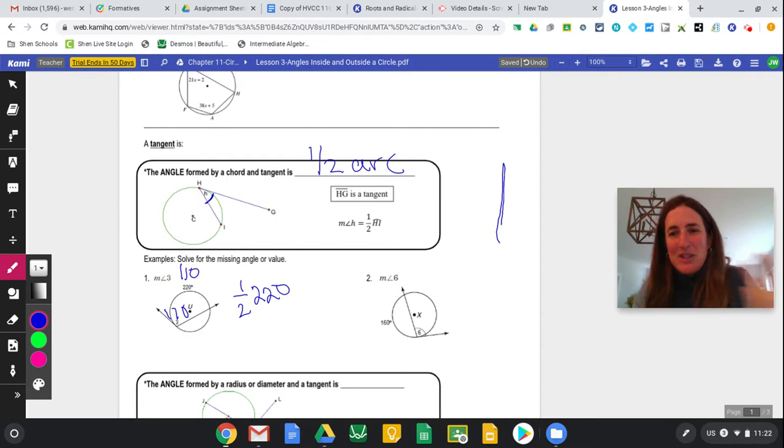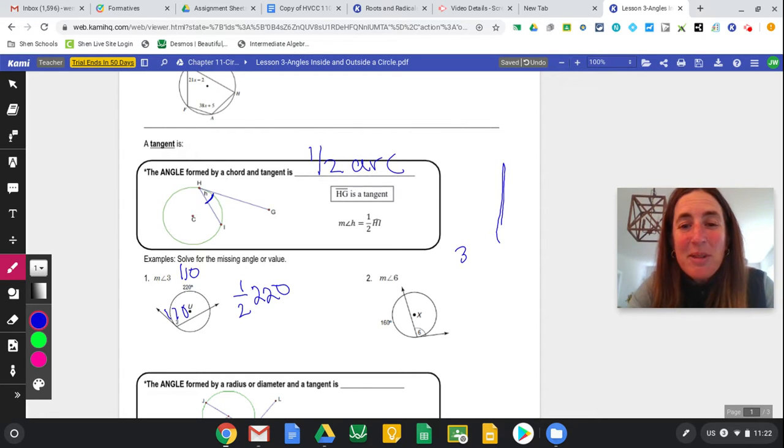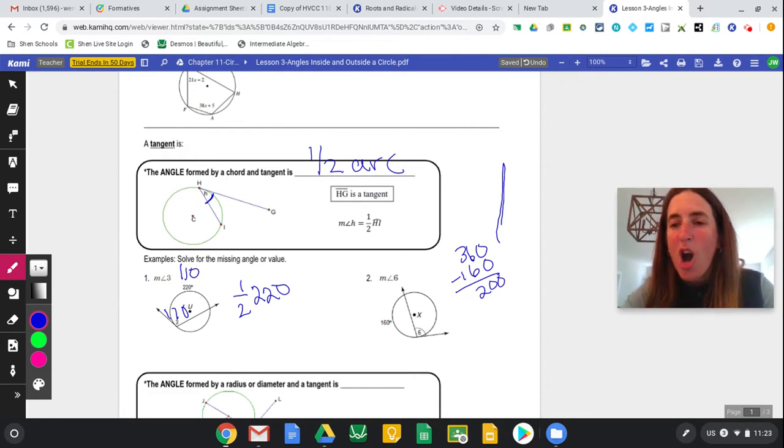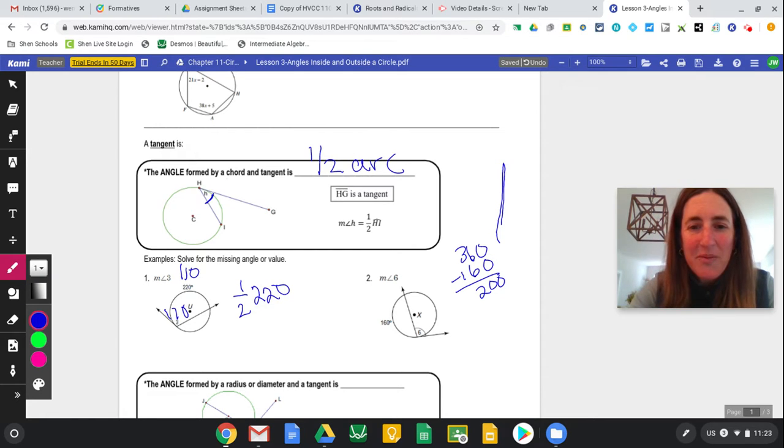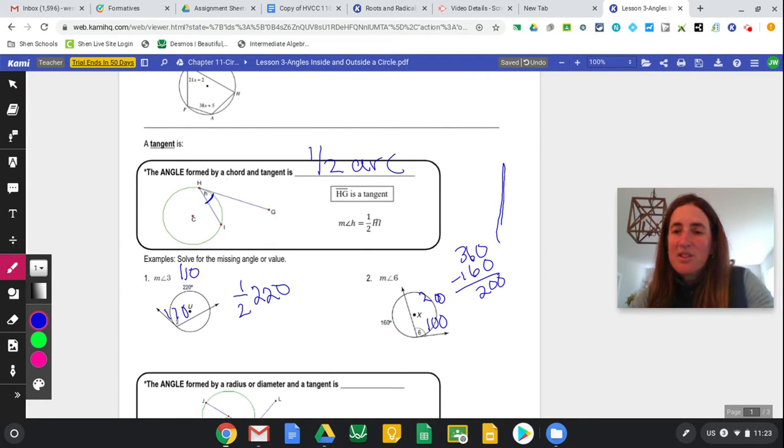Okay, let's try this next one. So 160 is on the other side, but I'm a genius because I'm in honors. And I know that 360 makes a full circle, so if I subtract 160, I've got 200 degrees left for my circle. So that means this arc's 200, which means angle 6, because it's a tangent and a chord, is half, so it's 100. So angle 6 is 100. Super easy. Let's keep moving on.